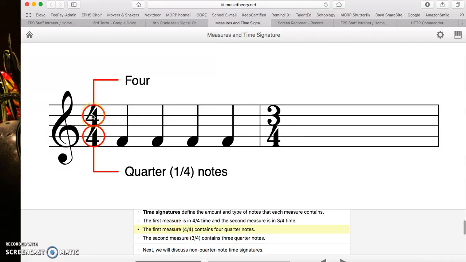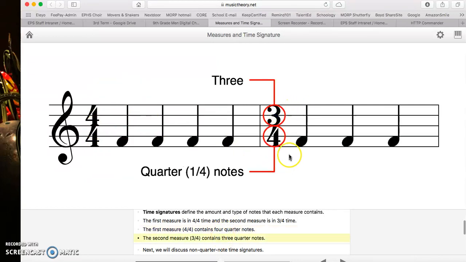4 beats per measure is only half of the equation. The second part of that is that the bottom number tells us what kind of note receives one of those beats. So in 4/4 time, we have 4 beats per measure, and when a 4 is on the bottom, the quarter note receives 1 beat. So essentially we can have 4 quarter notes per measure, or the equivalent of 4 quarter notes.